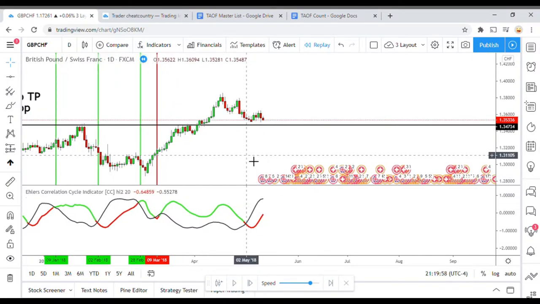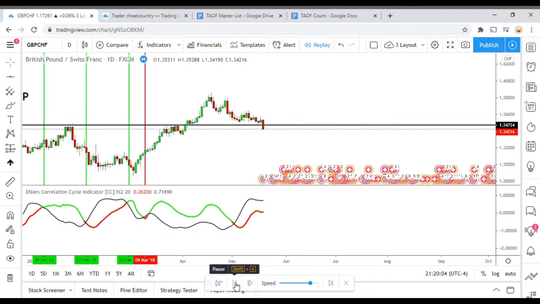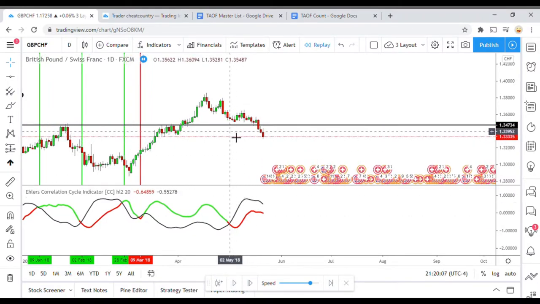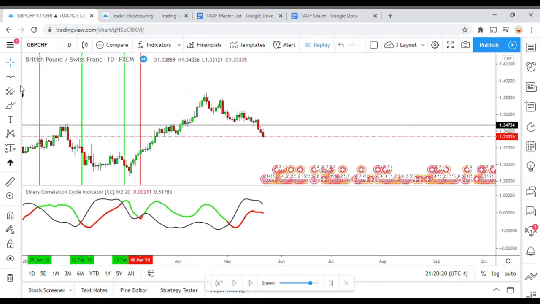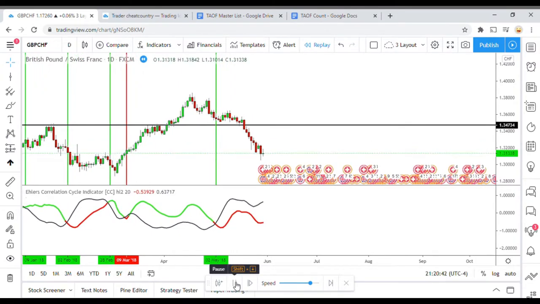There we go. See if we can get that push. There it goes, finally. So we had the short that started there on this one. It did not stop us out. And so we picked up another win there. Heavy push down. Some divergence taking place there, but it's not really clear on this indicator.